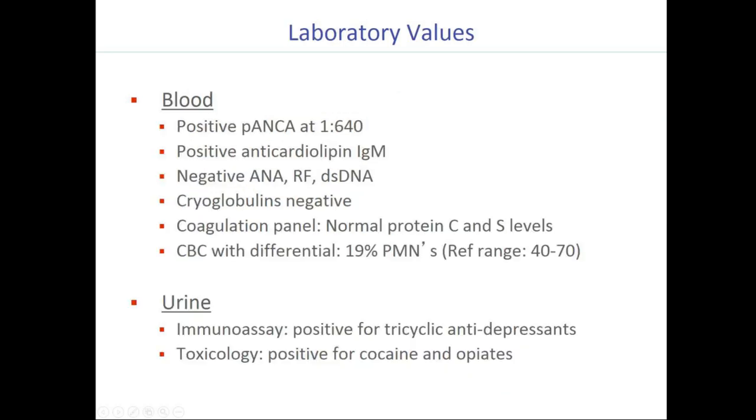Serology showed a positive P-ANCA with a high titer of 1 to 640. Of course, anything over 1 to 40 is already positive. She also had positive anti-cardiolipin IgM. ANA was negative, however, as well as rheumatoid factor and double-stranded DNA. Cryoglobulins were negative. She had a normal coagulation panel, and a CBC with differential showed a reduced number of neutrophils at 19%. Her urine was positive for tricyclic antidepressants as she was being treated, but her tox screen was also positive for cocaine and opioids.